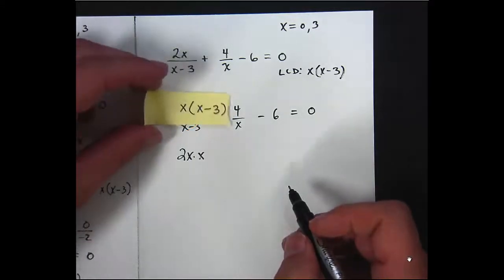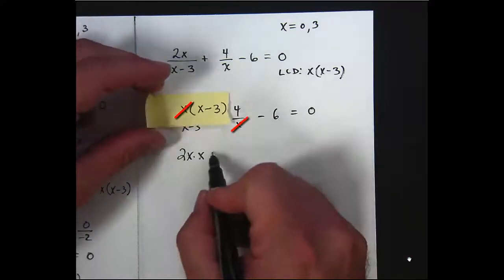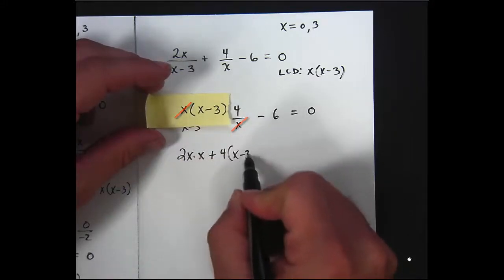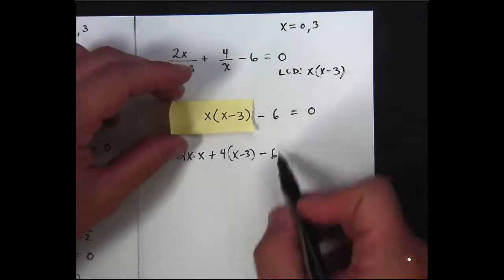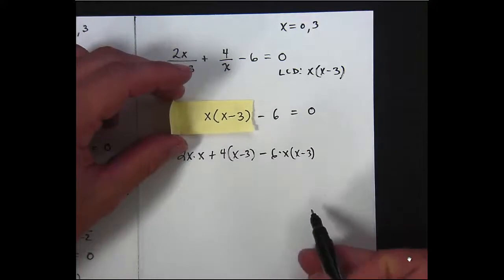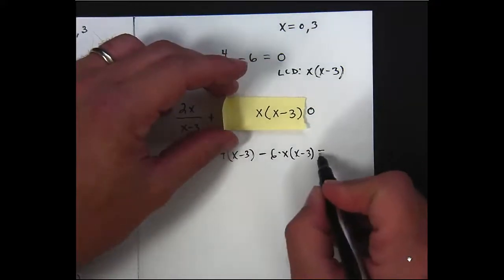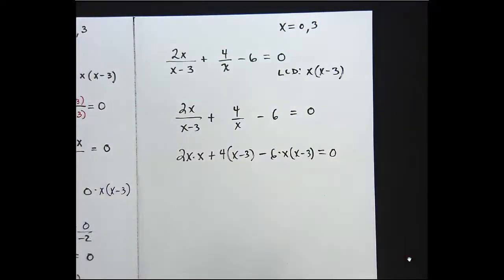If you multiply the second term by the LCD, the x and the x would cancel, and you'd be left with plus 4 times x minus 3. Minus 6 has nothing on the bottom to cancel, so it would be minus 6 times x minus 3. And if you do it to the left side, you have to do it to the right side, but the right side is 0, and 0 times anything is 0. So there you go. That eliminates the denominator altogether. And you can do this whenever the equation equals 0.